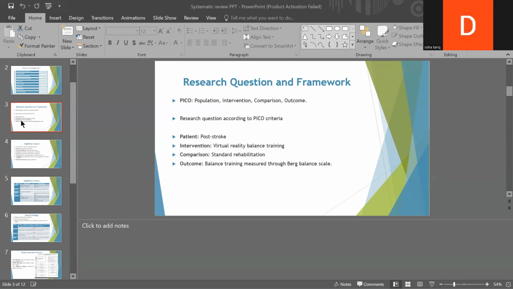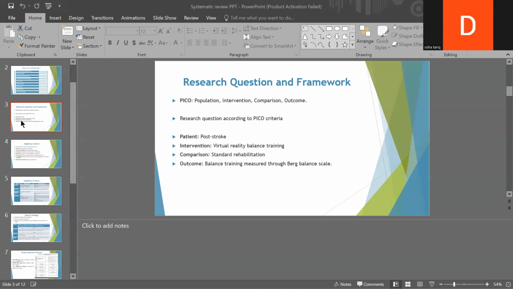We have selected a research question where the post-stroke population is selected to compare the efficacy of virtual reality balance training in comparison to standard rehabilitation on the balance outcomes assessed through the Berg Balance Scale. So, according to these PICO elements, our research question would be: what is the efficacy of virtual reality balance training in comparison to standard rehabilitation on the balance of post-stroke patients?